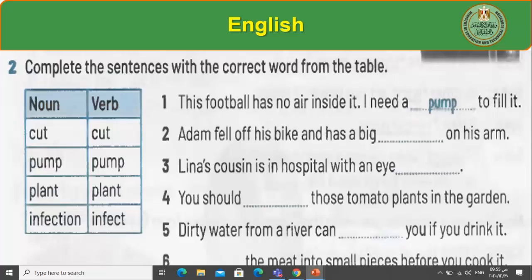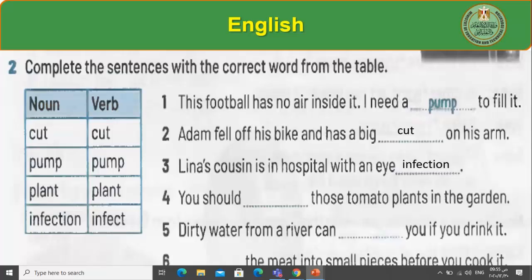Infection is the noun and infect means to pass on. Number one is done for you: this football has no air inside. The ball has no air inside. I need a pump, to fill it. Number two, Adam fell off his bike. Fell off, the past of fall. Fell off his bike and has a big cut on his arm, a big wound on his arm. Number three, Lena's cousin is in hospital with an eye infection. She has an infection in the eye.